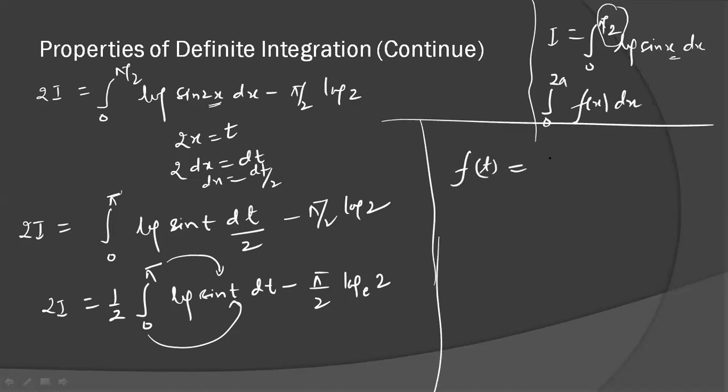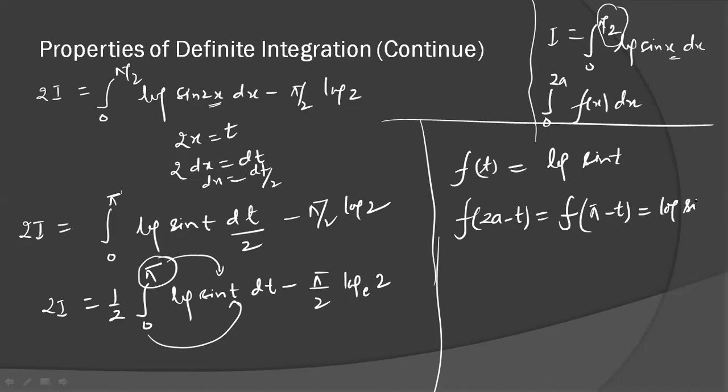f(t) is log sin t. If you use f(2a − t), what is 2a here? 2a is π here, which can be written as 2 into π/2. So f(π − t) is log sin(π − t). Log sin(180° − θ) is sin θ, which means it is equal to f(t).